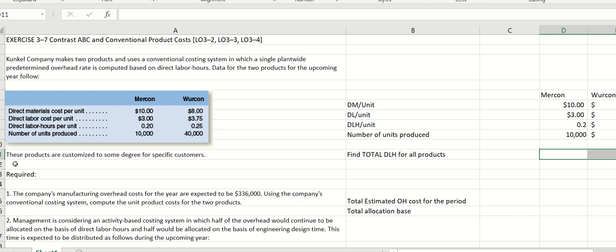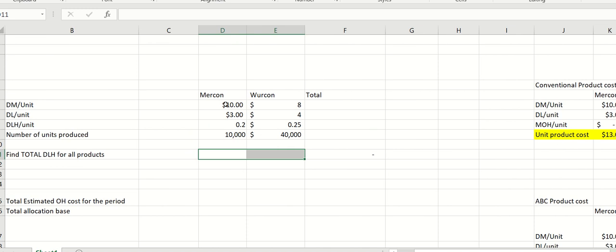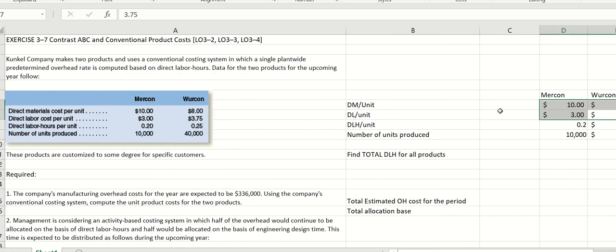There's some information here. These products are customized to some degree for specific customers. The company's manufacturing overhead for the year is expected to be $336,000. Using the company's conventional costing, compute their unit product cost for the two products. And so they give me this information, and I've just filled it in. This was given in the problem, and I just typed it over here.